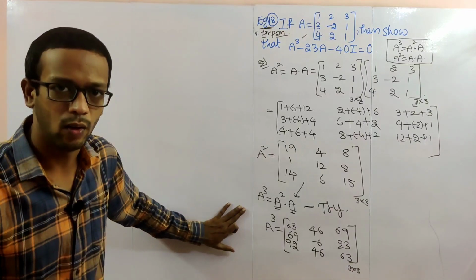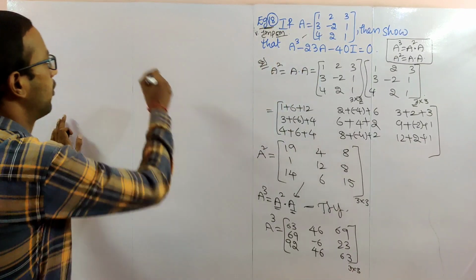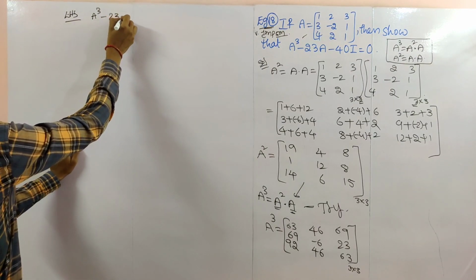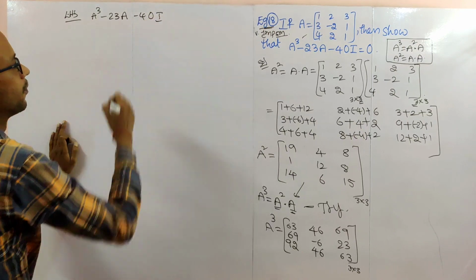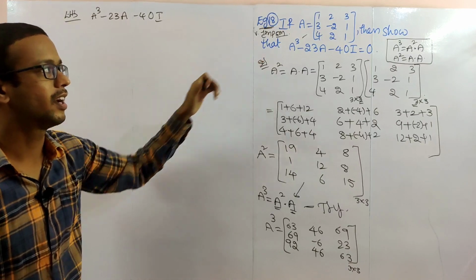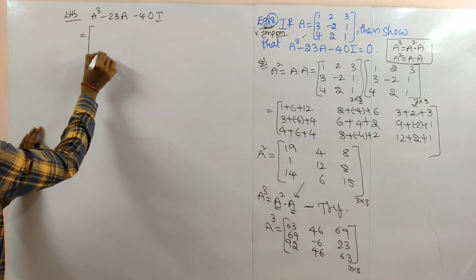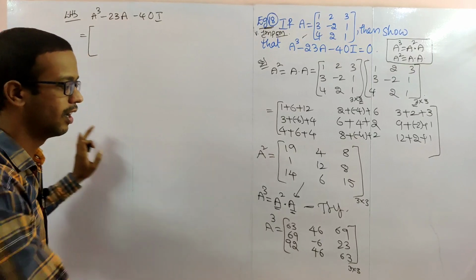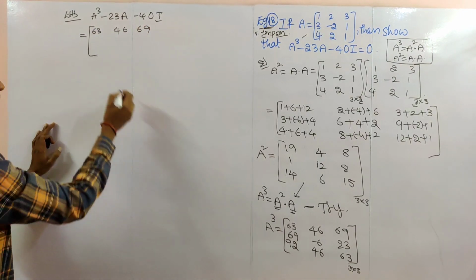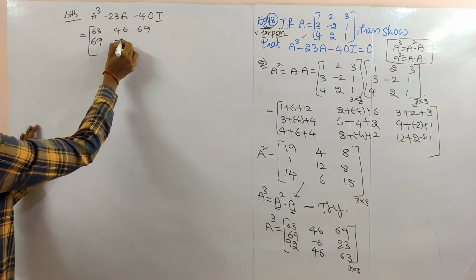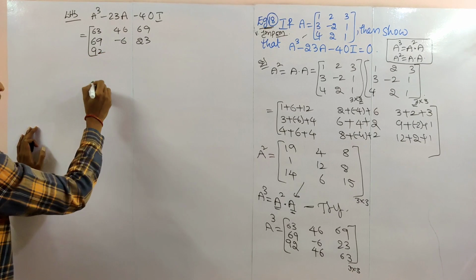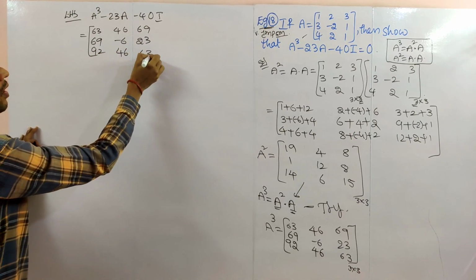After finding A cube, we have to take the LHS part. What is the LHS part here? The LHS part is A cube minus 23A minus 40I. So substitute here the A cube matrix, the A matrix and the I matrix. What is the A cube matrix? We just got this one: 63, 46, 69; next, 69, minus 6, 23; last one, 92, 46, 63.